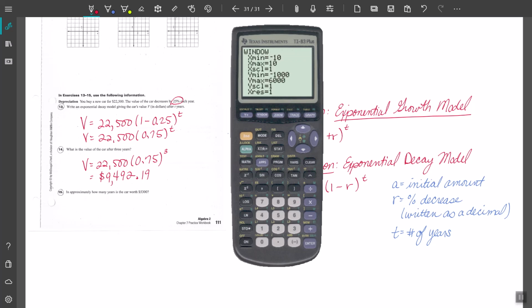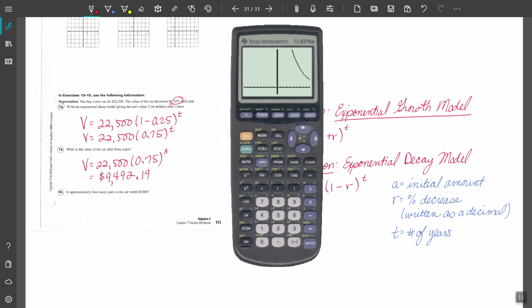Actually, go to window first and make sure your window matches mine. You're going to need to be able to see y values that are pretty large because we're talking about the worth of the car being $5,300. So that's why I raised my y max to 6,000 here. I dropped the y min, even though I know it's not going to be worth a negative $1,000, just so we could see a little bit more of the graph. But we're talking about years, and that's our independent variable on the x-axis. We don't need a huge window for that. We should be able to see it with this window. And then hit your graph button, and it should pop up for you.